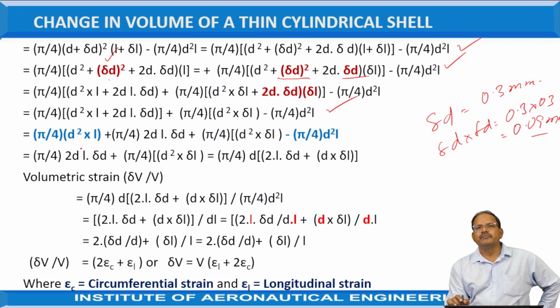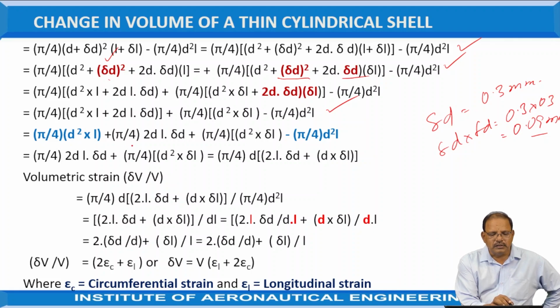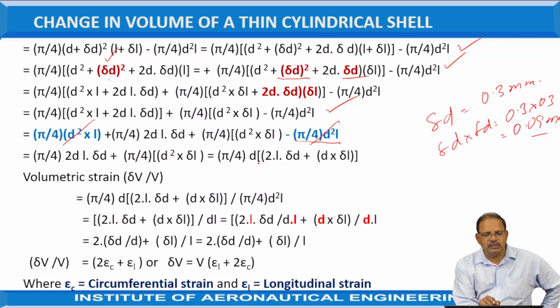From this relation, π/4 D²L terms get cancelled. The remaining values are π/4 (2DL ΔD) plus π/4 D² ΔL, which is equal to π/4 D, taking D as common, times (2L ΔD + D ΔL).